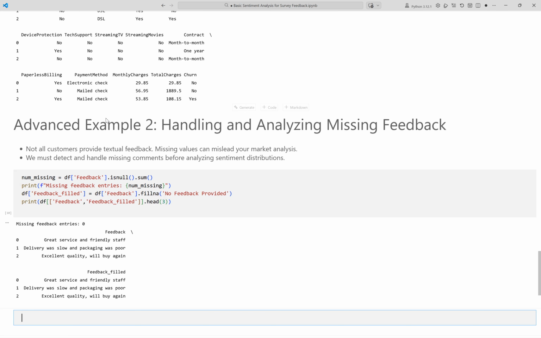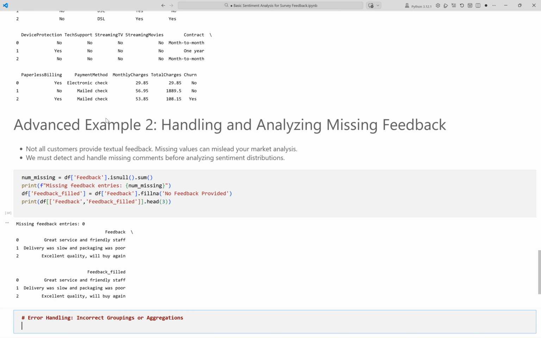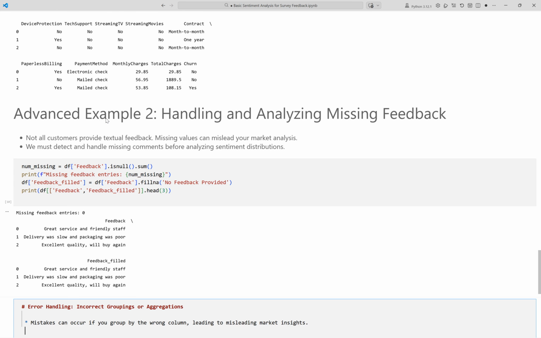Error handling, incorrect groupings or aggregations. Mistakes can occur if you group by the wrong column, leading to misleading market insights. Always double-check groupings when calculating sentiment across customer segments. Running the cell now.